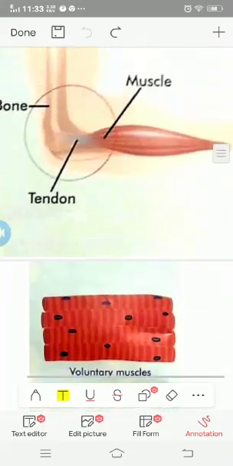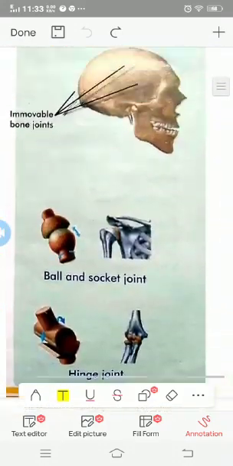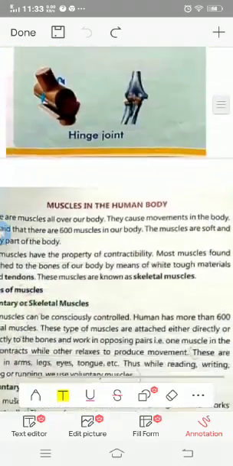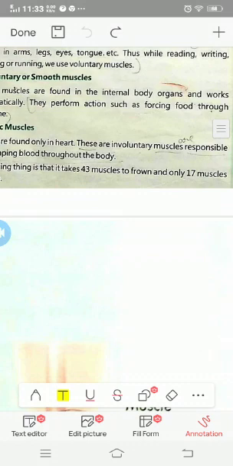So today we have discussed joints and muscles, and we have discussed some exercise and yoga.